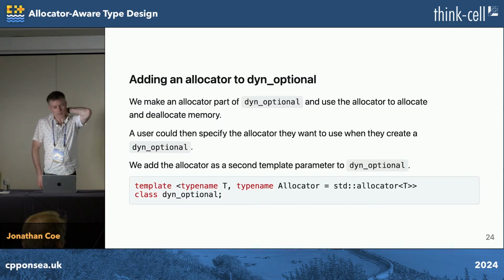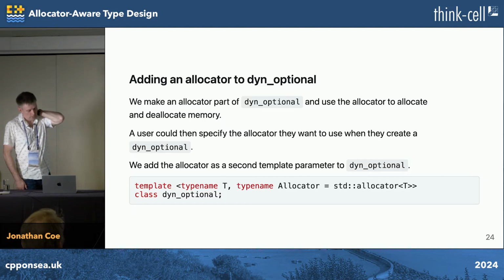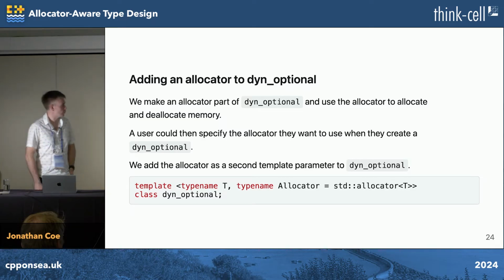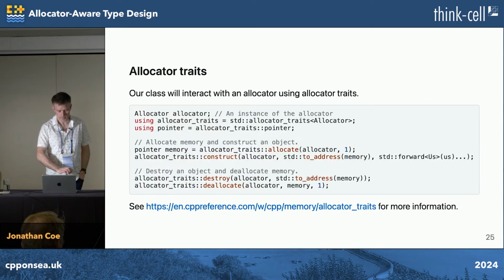So we want to make an allocator part of dynamic optional, and we'll use the allocator to allocate and deallocate memory. So goodbye to new and delete. The user can then specify the allocator they want when they create their dynamic optional. And just because we have no imagination, and probably because the design earlier for vector was quite good, we'll add the allocator as a second template argument and provide a default argument of std::allocator<T>. And then internally, we're going to interact with the allocator using the allocator traits.